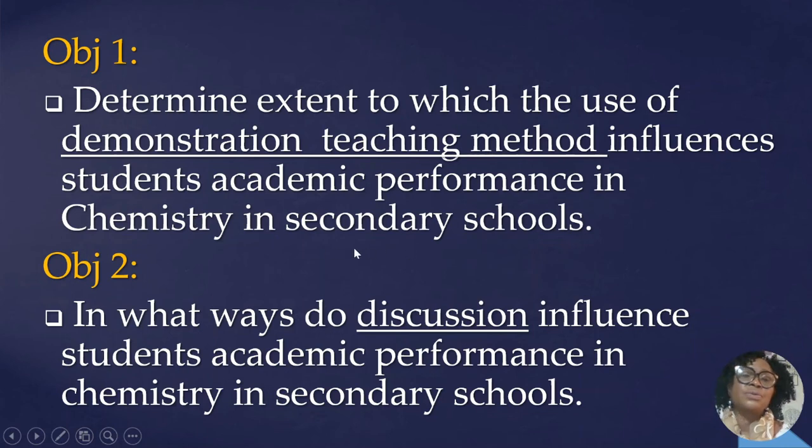chemistry in secondary schools. You want to form objective 2 after the first one. Remember the things I listed there. You can pick a question as the second thing you want to use. In that case, you can say, in what ways, I'm trying to vary that you must not study the extent. In what ways does discussion influence students' academic performance in chemistry in secondary school?